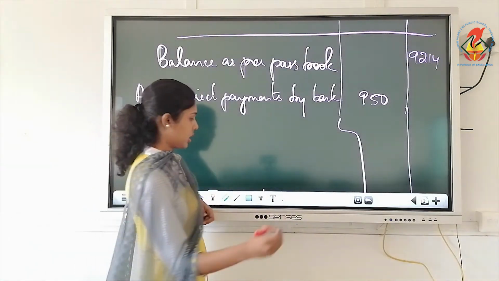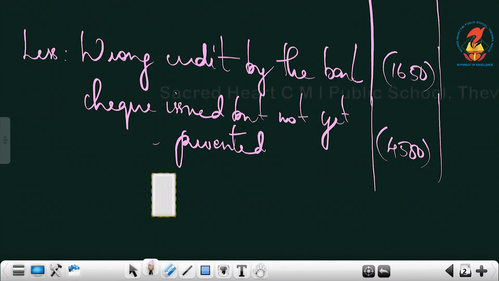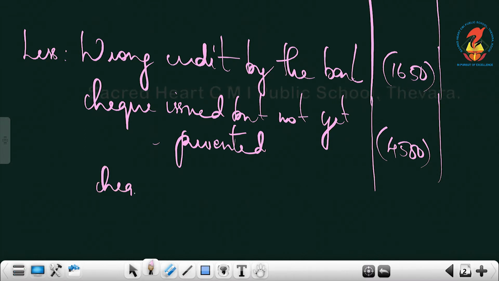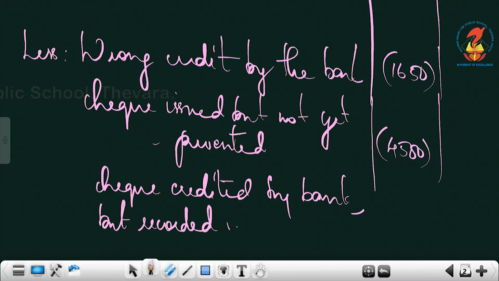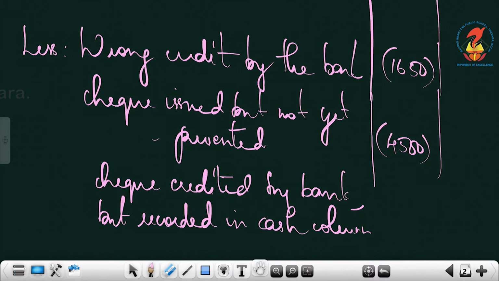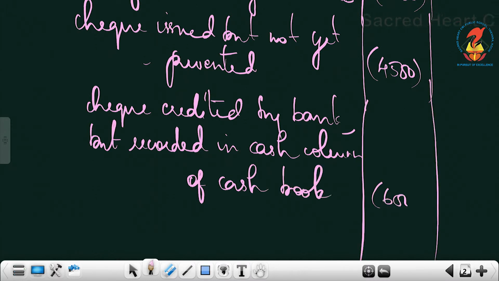Okay. So what you can write is under less, checks credited by bank but recorded in the cash column of the cash book, you can write in the sentence itself. Isn't it? The amount is 600, yes, and you write within brackets.